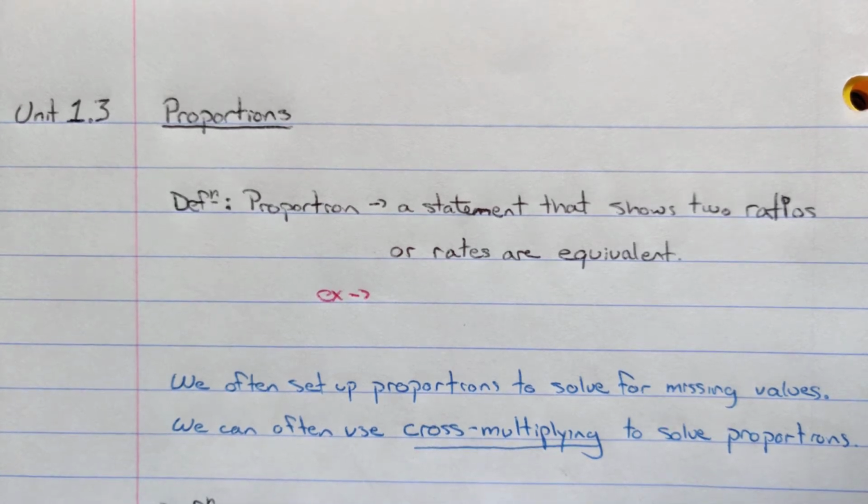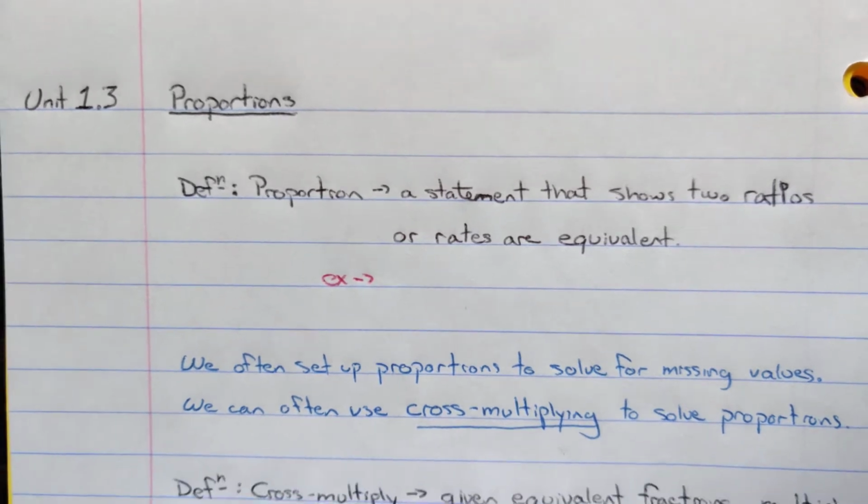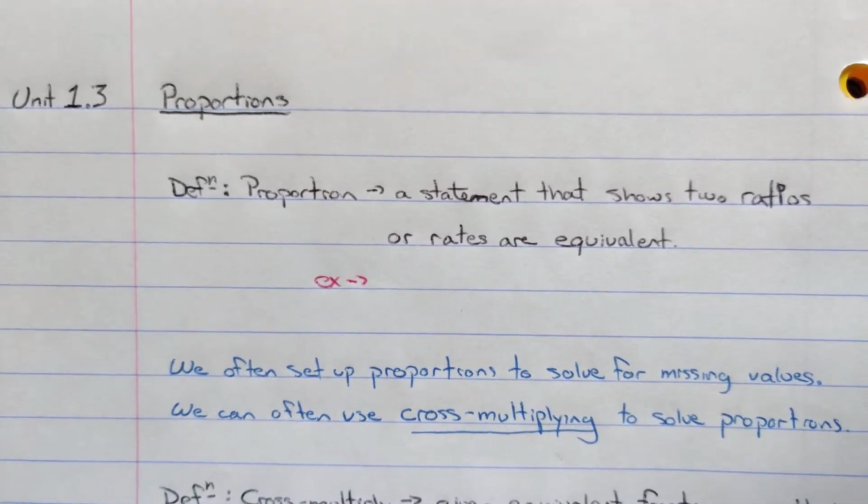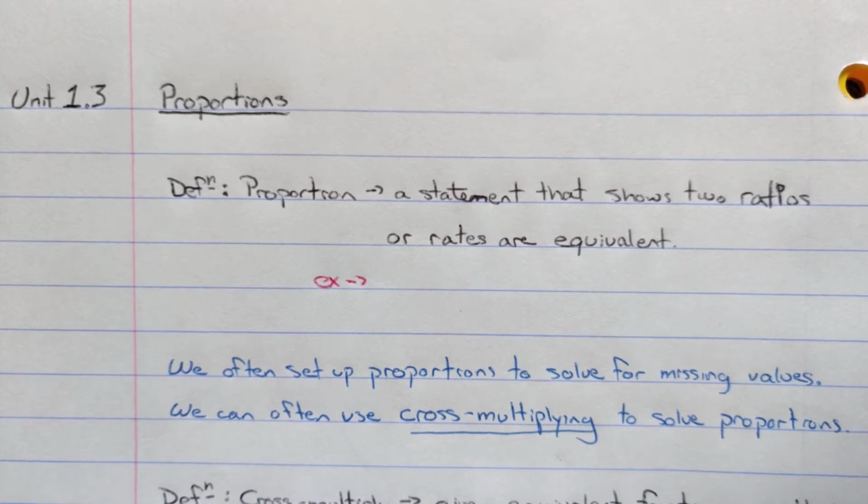So ratios, rates, and proportions is the title of the unit. We've done ratios, we've done rates, and now we're looking at proportions. Proportions are a statement that show two ratios or rates are equivalent. We've worked with equivalent ratios and equivalent fractions, so proportions are essentially connecting that. We'll do some work on expanding what we've done to solve for missing values in different places.